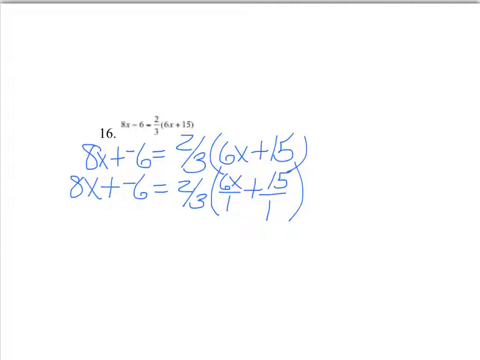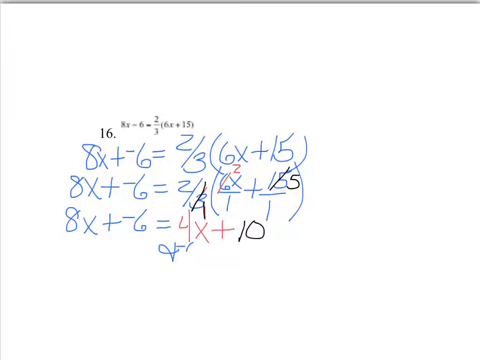Remember that you can cross cancel. So when I cross cancel, change colors here. The 3 will turn a 1, the 6 will become a 2. 2 times 2 gives me 4x. Now I'm going to use the same 2/3. I'm going to pretend that that red line isn't there right now. 3 divided by 3 gives me 1 again. 15 divided by 3 is 5. 2 times 5 is 10. So now I have 8x plus negative 6 equaling 4x plus 10.